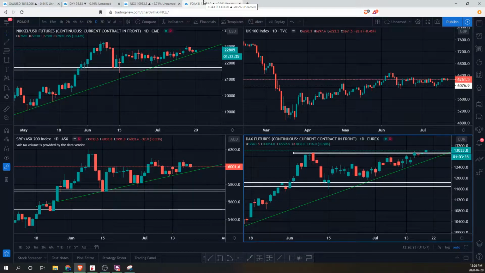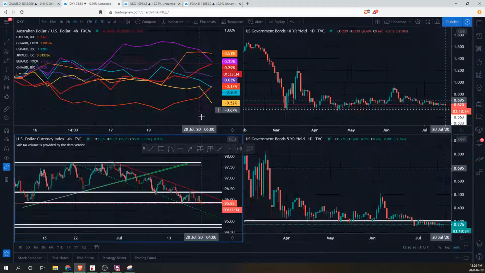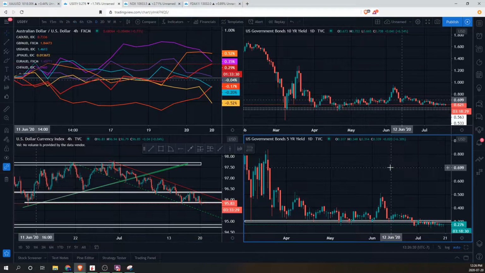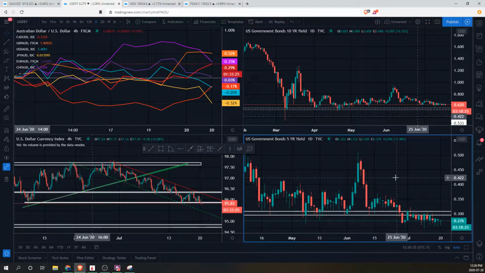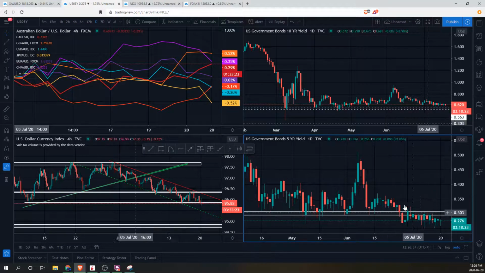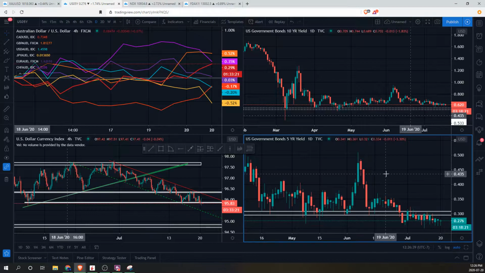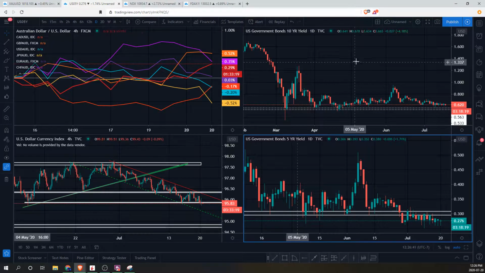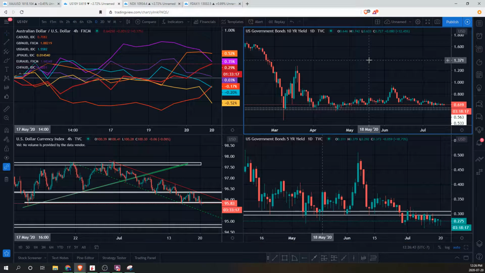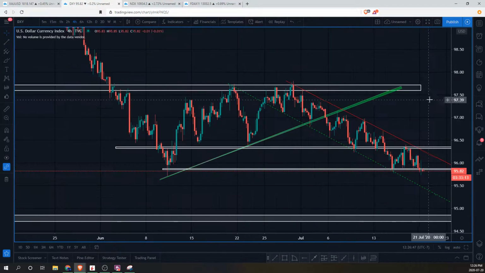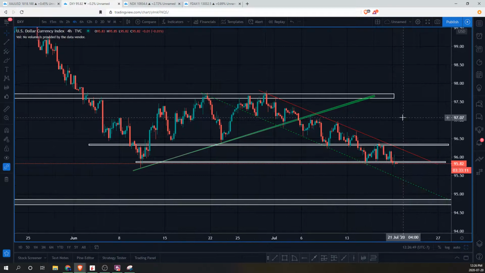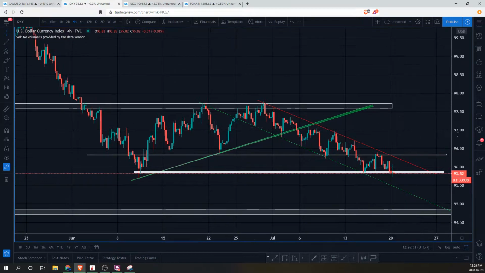So that's going to be the global equities. We're now going to jump into some of the US government bonds, which hasn't really done anything. 5-year yields is really just consolidating, making a bit of a lower low, but still holding on. Not something that is worth discussing right now. And then let's jump into the US dollar index, which is the strength of the US dollar.